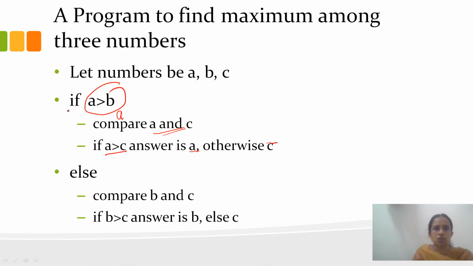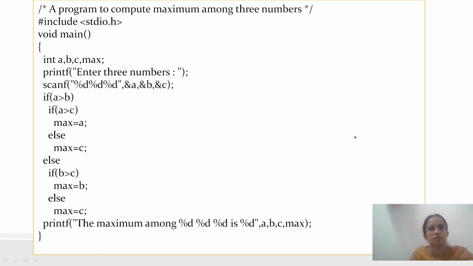Similarly, else of this means B is greater. We compare B and C. Again, if B is greater than C, the answer is B, otherwise the answer is C. See the code for this. First we write the comment. It is better to write a comment at the beginning of each program. That gives you more readability. It's useful when you are studying for your exam.